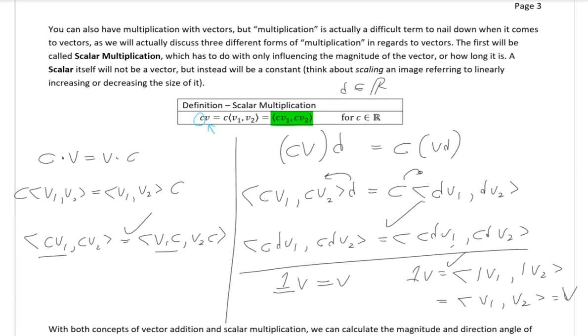And graphically, what that looks like, if you have a vector like this and you multiply it by 2, what you get is a vector that's doubled. So you get this vector instead. Still starting at the same location, still going in the same direction. It's just increased or decreased in size or magnitude.